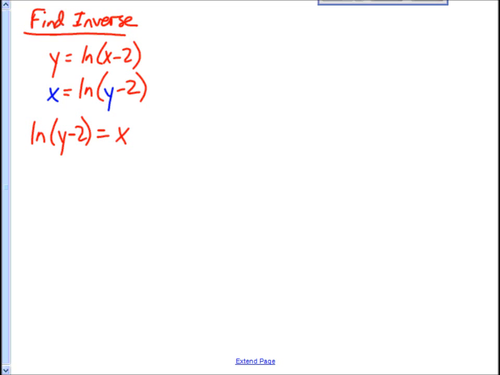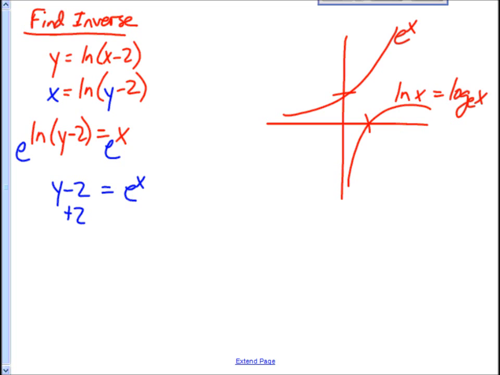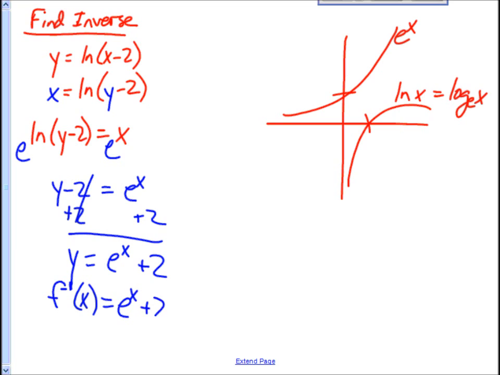Now I have to undo the ln. Okay, so who's the inverse of the natural log, right? Here's my natural log. Or in other words, log base e, right? Same thing. Who's its inverse? e to the x, right? So I undo that by going e to this side, e to that side. Because e to the ln of y minus 2 is just y minus 2. And then I solve for y. So e to the x plus 2. And that's my inverse. f inverse of x, e to the x plus 2.